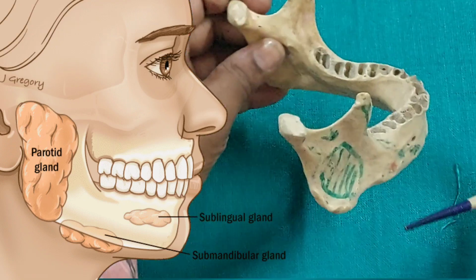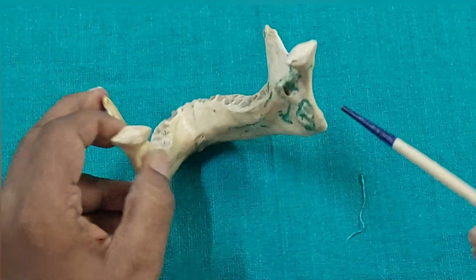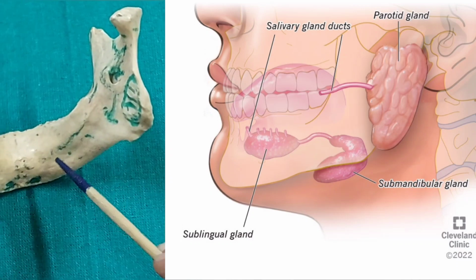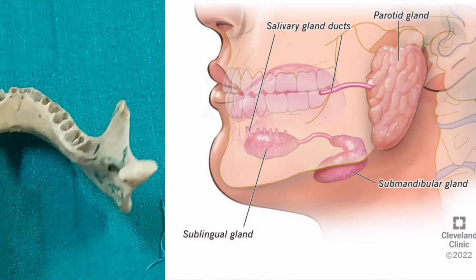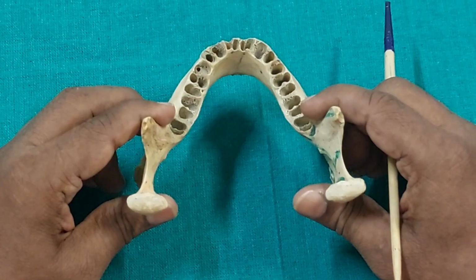So we have three salivary glands related to the mandible: the parotid gland close to the posterior border of the ramus, in the sublingual fossa the sublingual salivary gland, and below the mylohyoid line the submandibular fossa for the submandibular salivary gland. This mandible is the second bone to ossify in the body. The first bone to ossify is the clavicle. Clavicle starts ossification at about 5 to 6 weeks of intrauterine life, and the mandible starts ossification at about 6 weeks of intrauterine life. So it is the second bone to ossify, next to the clavicle.